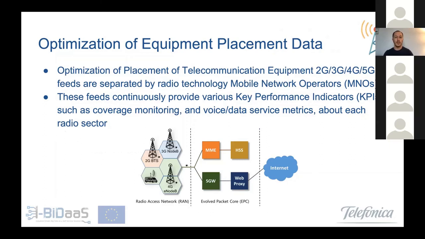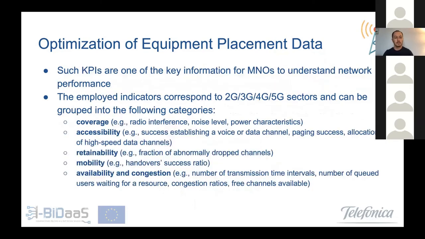The data that we are examining here is basically coming from different kinds of feeds, 2G, 3G, 4G, 5G, separated. And they provide various key performance indicators, like coverage monitoring, voice and data service metrics, about the radio sector. Such KPIs are the key information to understand network performance. And we generally group them into these categories: coverage, accessibility, retainability, mobility, availability, and congestion.